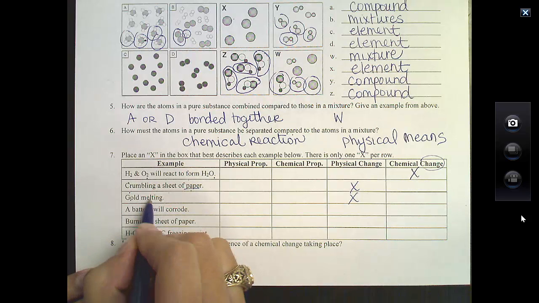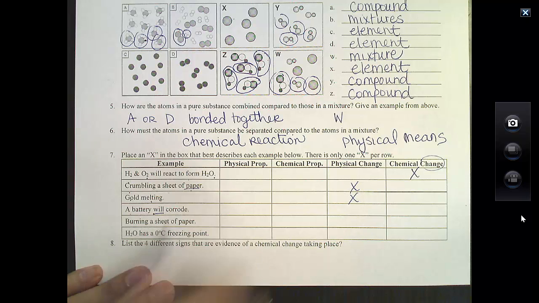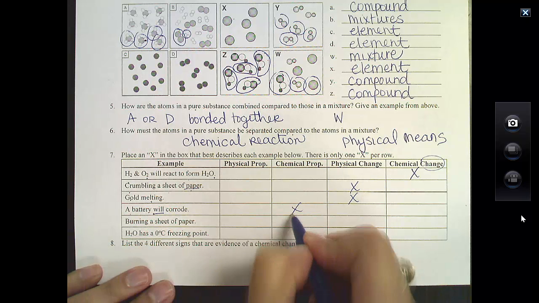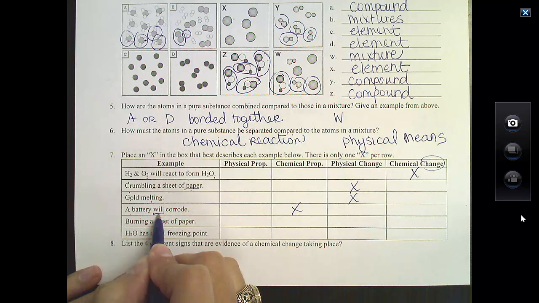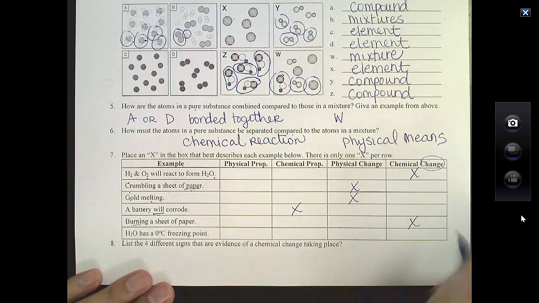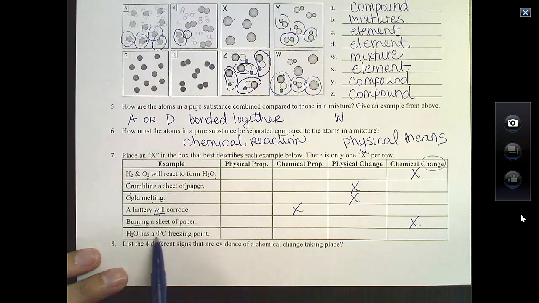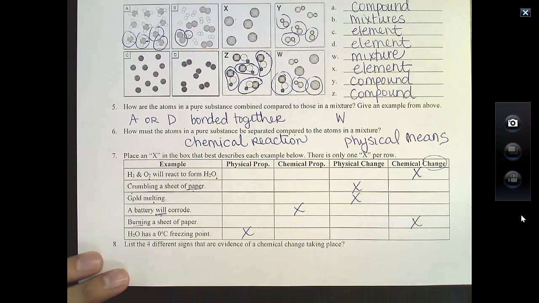Remember, if you look back at the top, melting is just changing from a solid to a liquid, so it would still be gold. That's a physical change. A battery will corrode. That's a chemical property. It will happen. It's not currently changing, so that's why we call it a chemical property. Burning a sheet of paper, it's a chemical change. It'll no longer be paper. H2O has a freezing point of 0 degrees Celsius. That's a physical property.